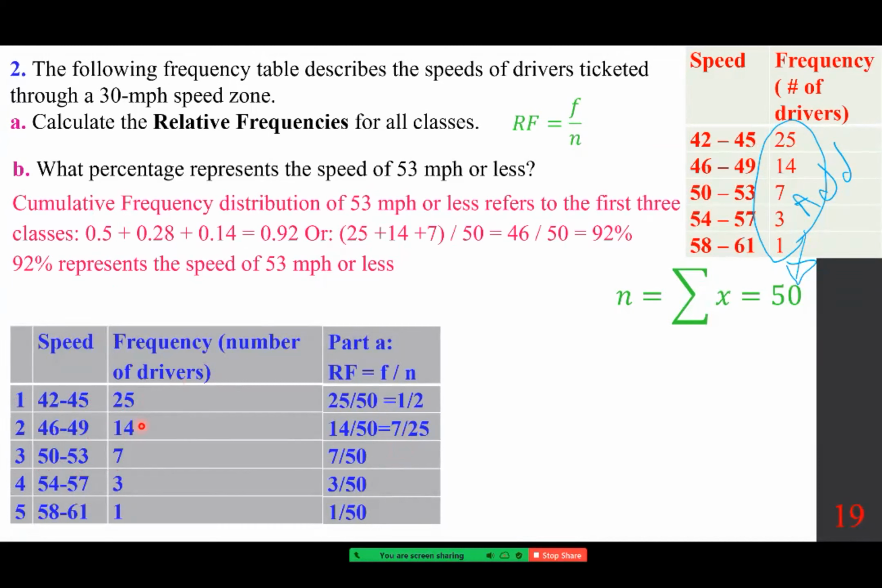So basically 25 plus 14 plus 7 divided by n, the total size of 50, gives you 46 over 50, which is 92%. Or you can add these three numbers: 0.5, 0.28, 0.14. Either way is fine. So 92% represents the speed of 53 miles per hour or less.